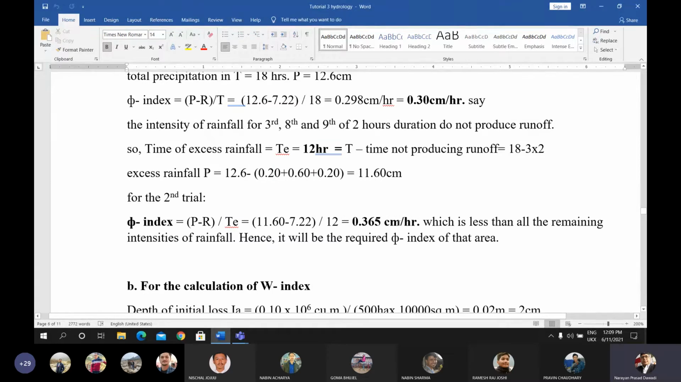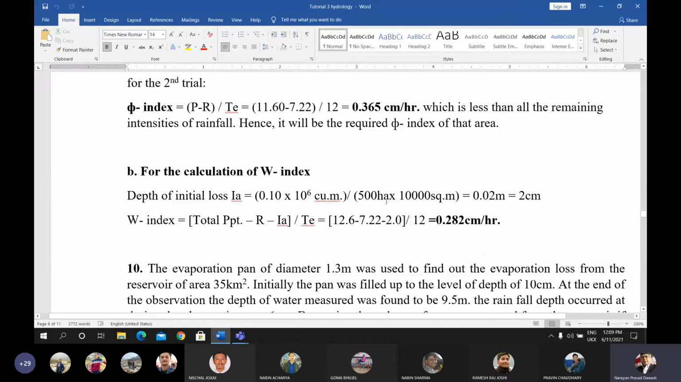After knowing the phi index, now the calculation for the W index. As I have already mentioned, the W index is calculated using the formula (P minus R minus IA) divided by the time of excess rainfall. Time of excess rainfall means the time of rainfall which is considered for the determination of the phi index. That is the time of excess rainfall that produces the surface runoff.